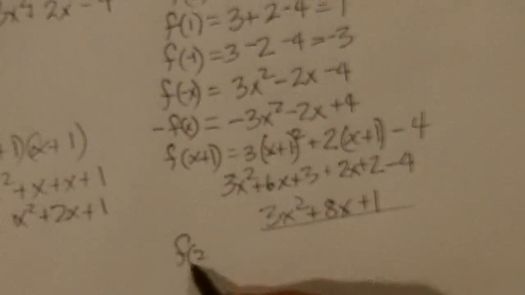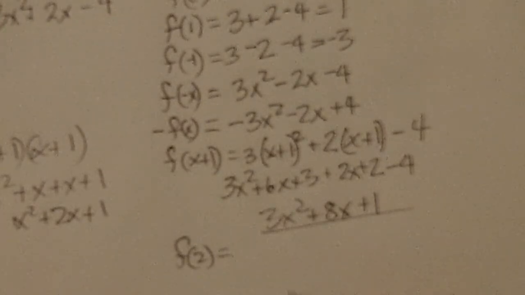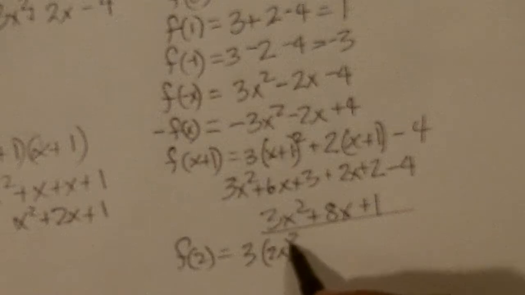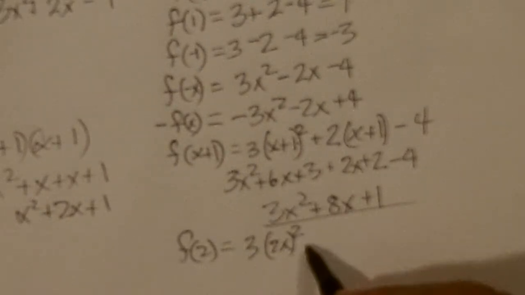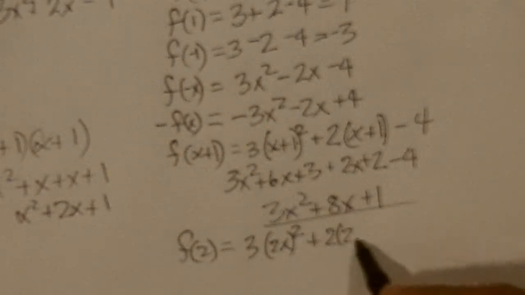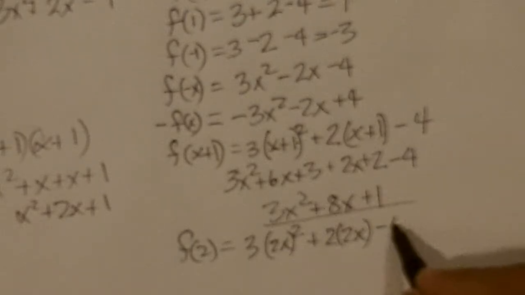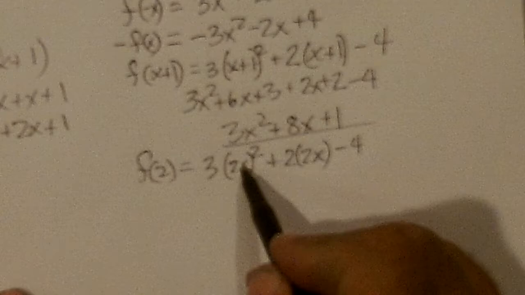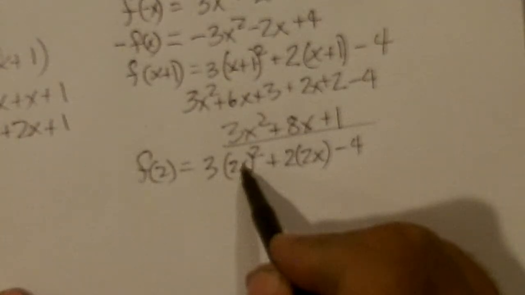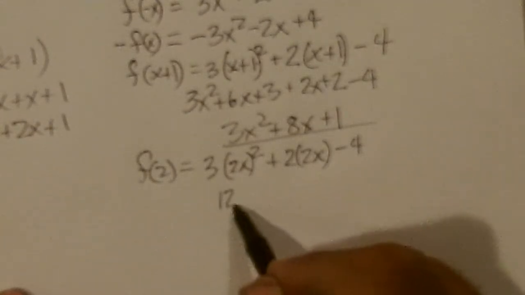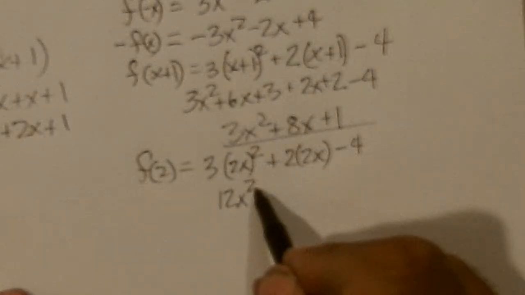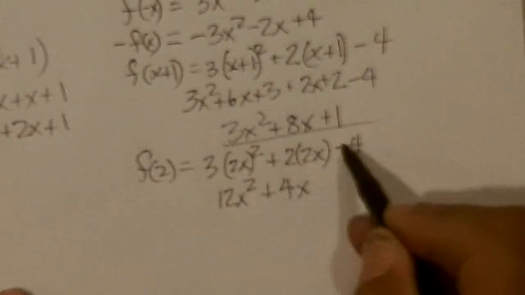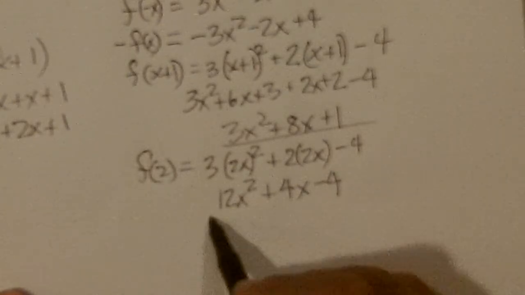F of 2x. So it's 3 times 2x squared plus 2 times 2x minus 4. So 2x times 2x is 4x squared times 3 is 12x squared plus 4x minus 4.